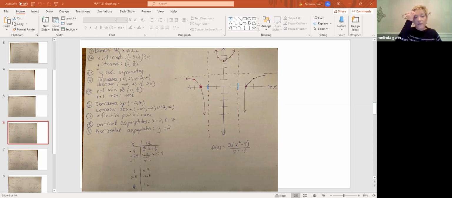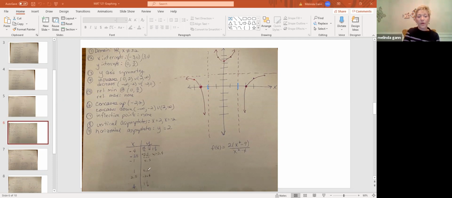All right. Then I needed some more points. I didn't feel comfortable, so I made a t-table. I substituted in like a 1. So 1 squared is 1. 1 minus 9 is going to be a negative 8. So I'm going to get a negative 16, and then divided by this negative 3. So I got about 5.3 when I plugged in a 1.